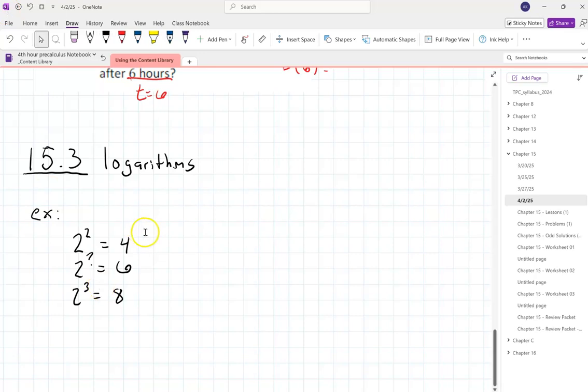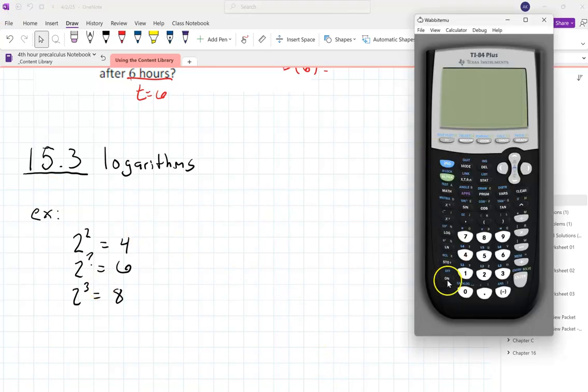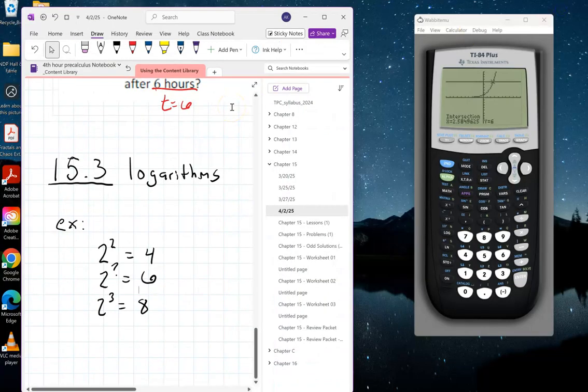This is a question we know how to do with our calculator, right? We could just graph 2 to the x, and then graph 6, and then find the intersection. So there's my intersection, second trace, enter, enter, enter. So what do we have here?